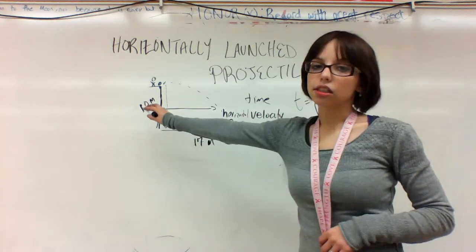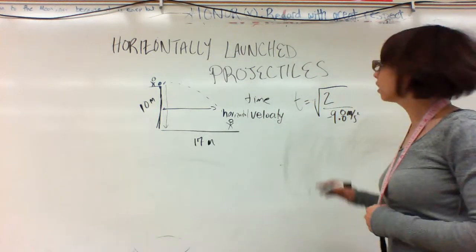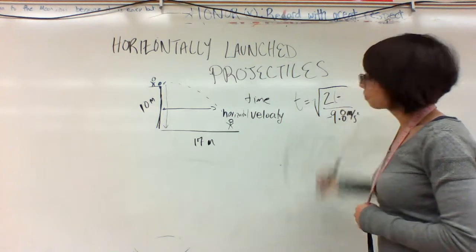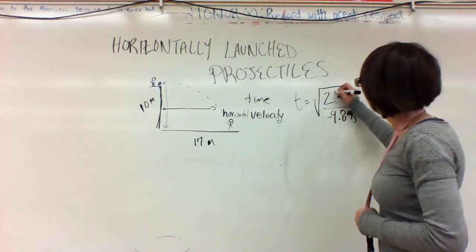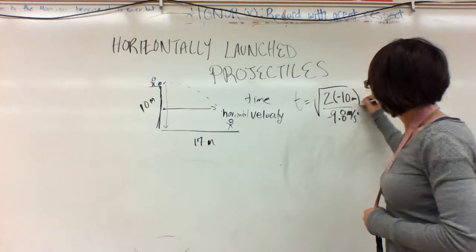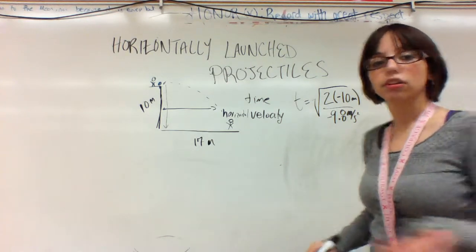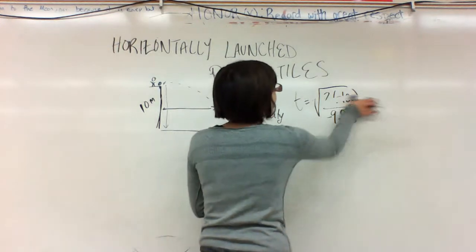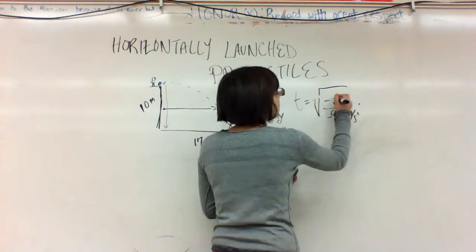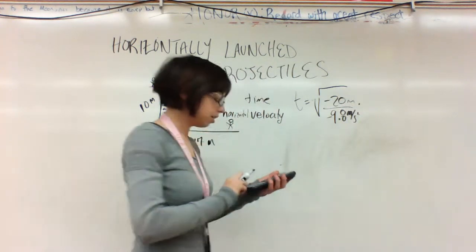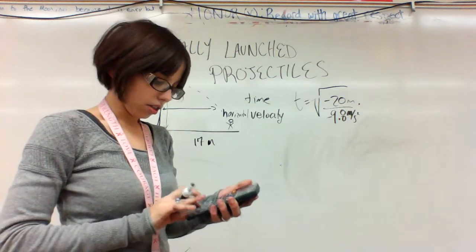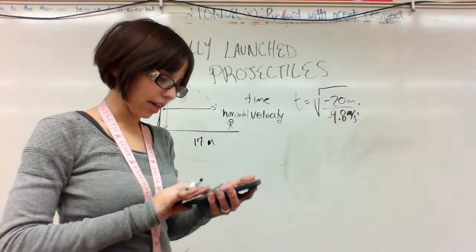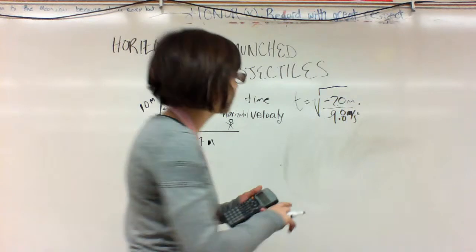My magnitude is going to be 10 meters. That's how tall the building is. But it's falling down, so I'm going to go ahead and label that negative 10 meters. From here you just saw, that would be, and I'm going to go ahead and simplify that: negative 20 meters divided by negative 9.8.